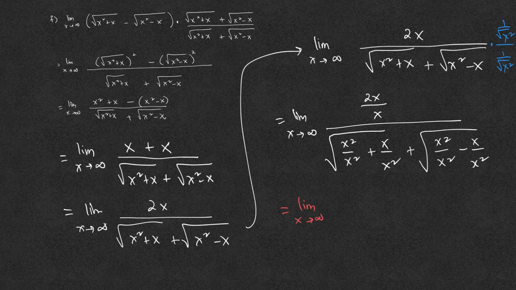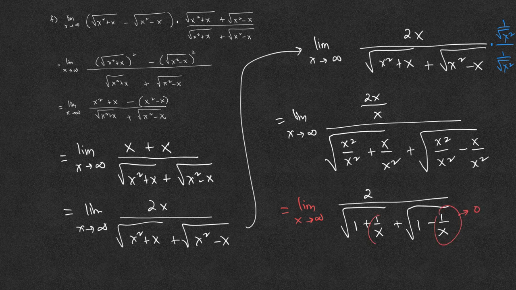We then simplified each of these terms. The numerator is now 2 only. The denominator is the square root of 1 plus 1 over x plus the square root of 1 minus 1 over x. Now, as x goes to infinity, 1 over x goes to 0, and so we end up with 2 in the numerator. The square root of 1 plus 0 is 1, plus the square root of 1 minus 0 is 1. And so this is 2 over 2, so the answer is 1.